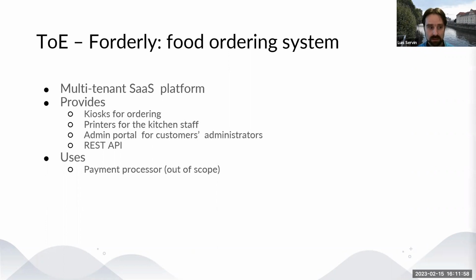So we have kiosks for the customers, for the guests. We have printers for the kitchen staff. We have a portal for the restaurant owners or restaurant managers to configure kiosks, to do user management, and everything, of course, in the backend is governed by REST APIs. And it uses a payment processor. Think of something like perhaps Stripe or whichever service you want to make the charges to the credit card. So the SaaS platform is not handling credit card data itself. It's just forwarding the data to a payment processor.